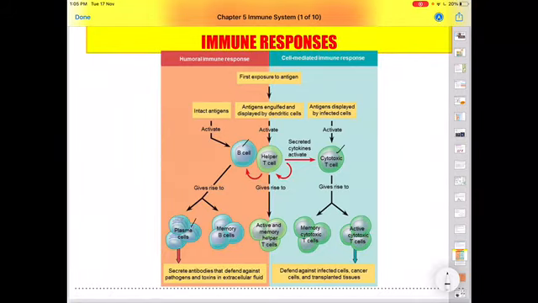B cell will produce plasma cells which secrete antibodies, and some of the cells will form memory B cells. Meanwhile, cytotoxic T cells will give rise to memory cytotoxic cells and active cytotoxic cells. These active cytotoxic cells defend against infected cells, for example cancer cells, cells infected by viruses, and also transplanted tissues.